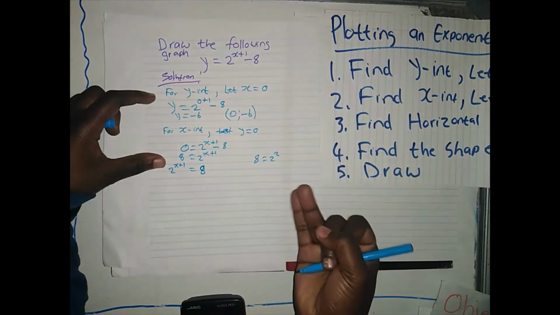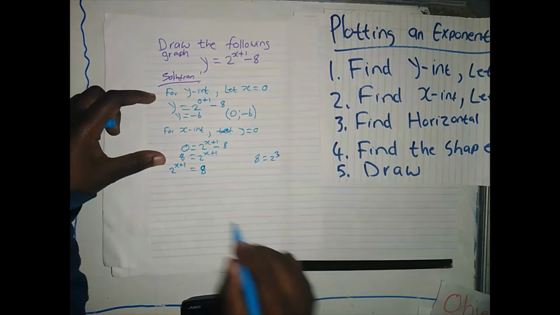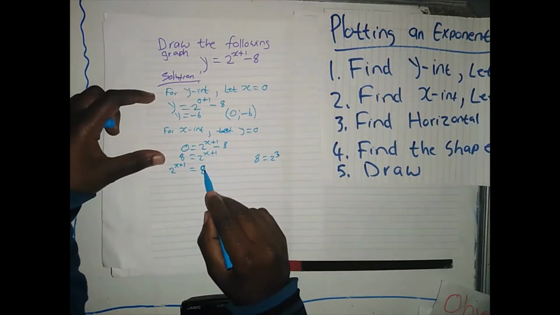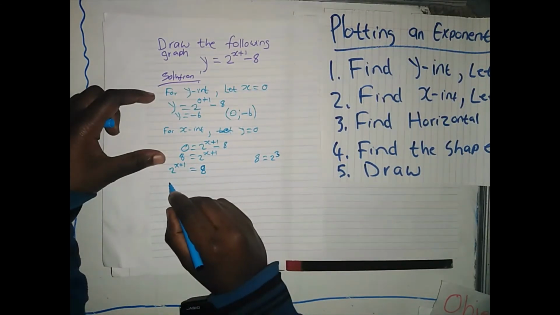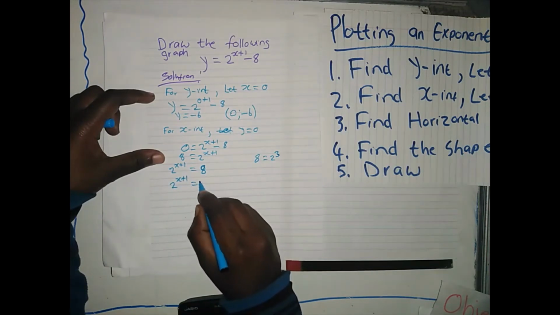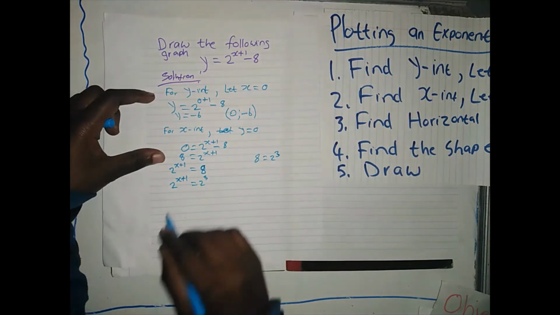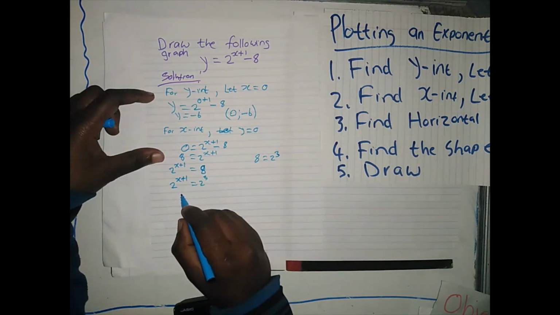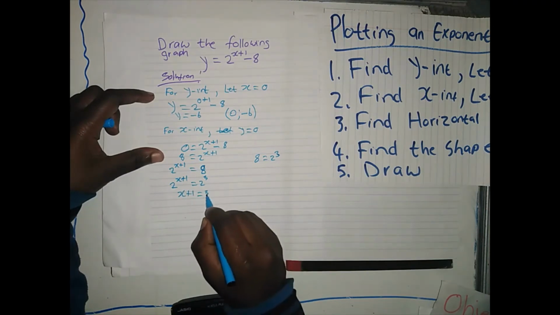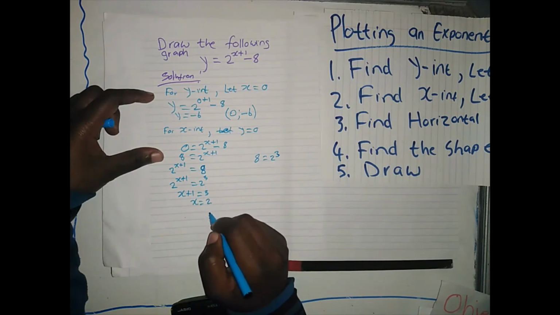2 times 2 is 4. 4 times 2 is 8. So 2 to the power 3 is 8. So in place of 8, you put 2 to the power 3. So you end up with 2 to the power x plus 1 is equal to 2 to the power 3. Now the bases are the same, so you drop the bases, and then you remain with x plus 1 is equal to 3. You take this 1 to this side, and then x is equal to 3 minus 1, which is 2.